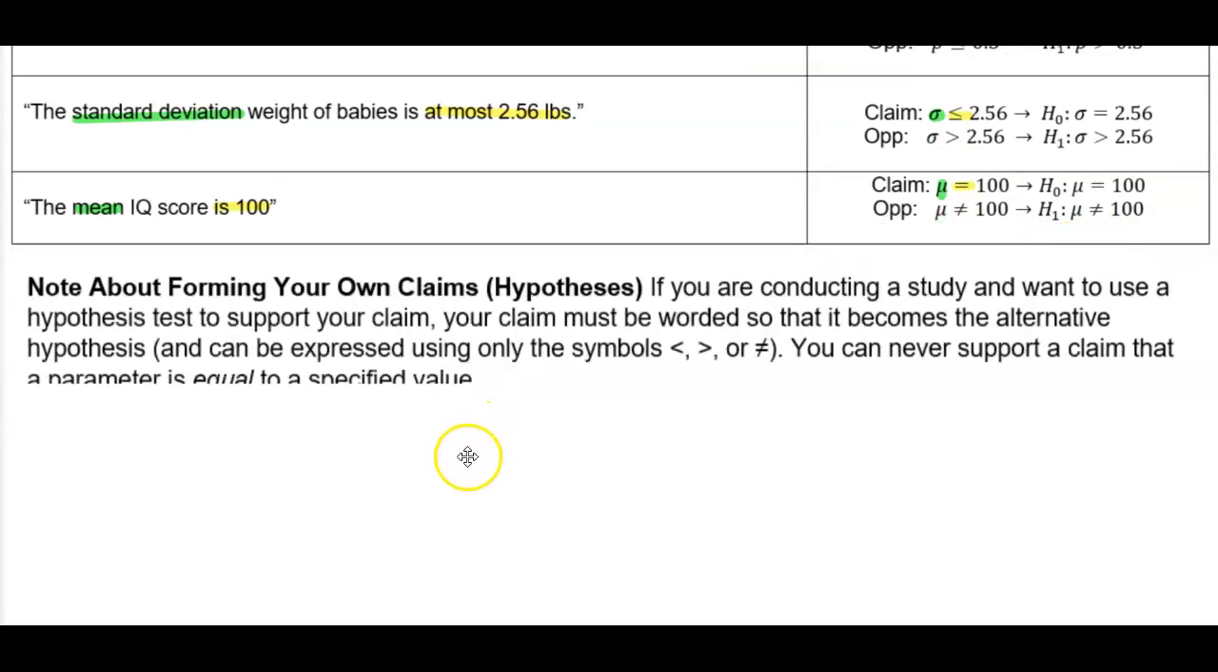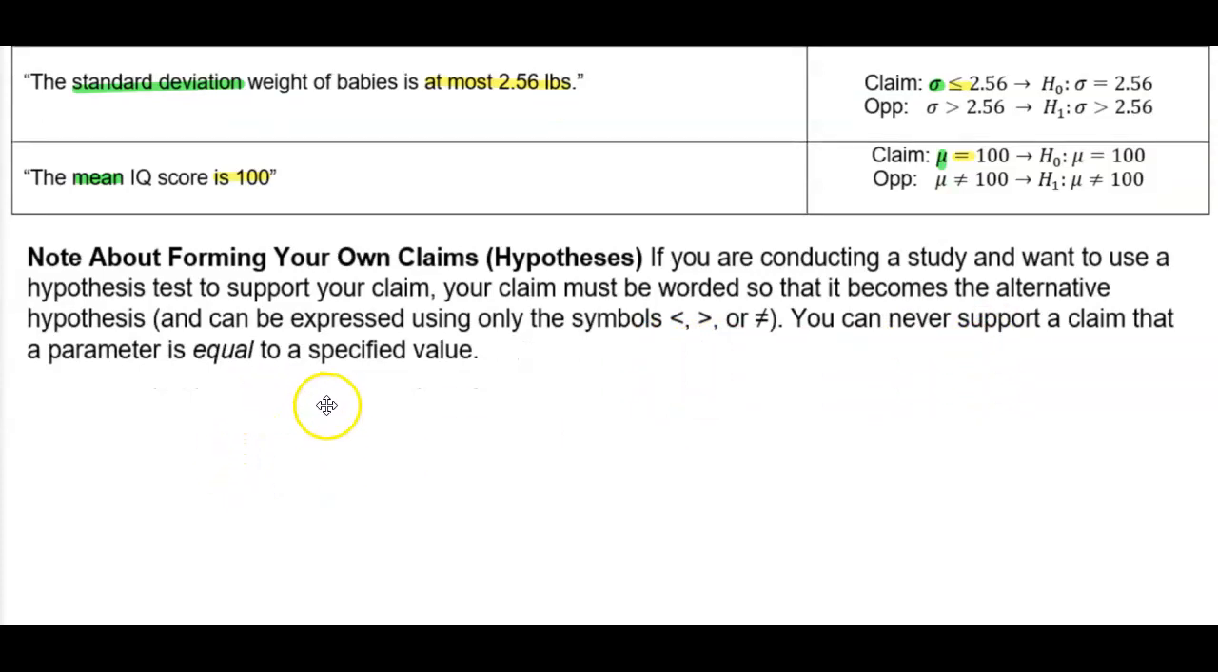Okay, now note about forming your own claims and hypotheses. If you're conducting a study and want to use a hypothesis test to support your claim, it must be worded so that it becomes the alternative hypothesis and can be expressed using only the symbols less than, greater than, or not equal to. You can never support a claim that a parameter is equal to a specified value.